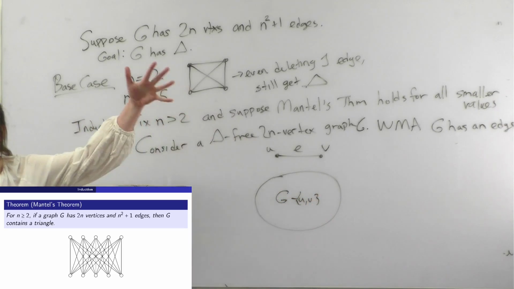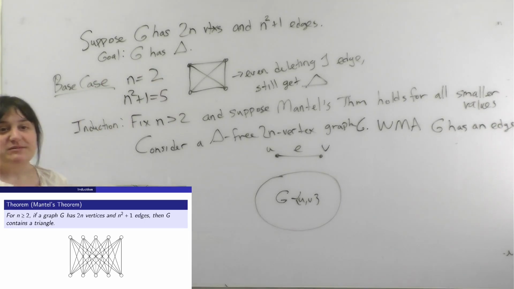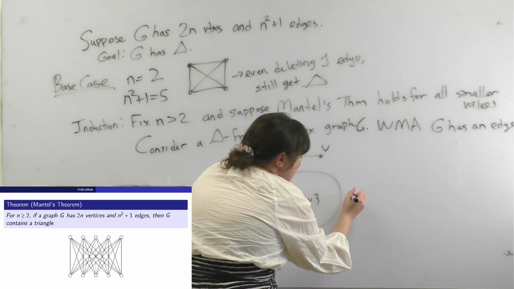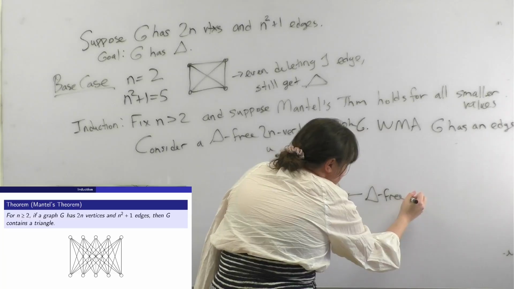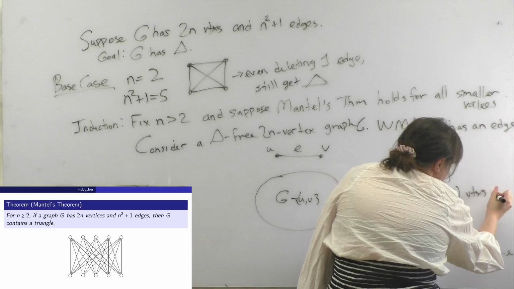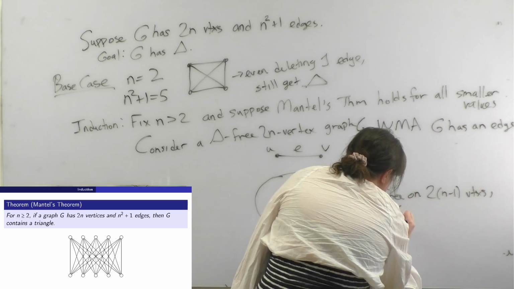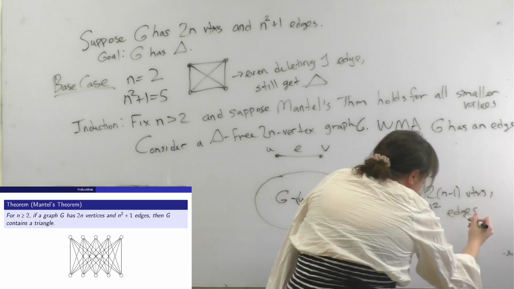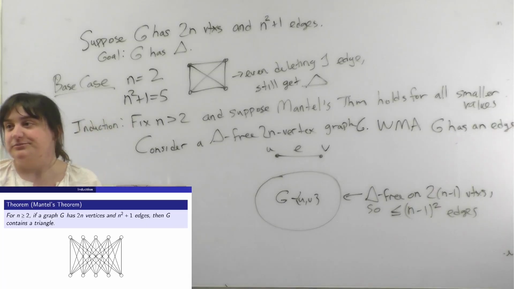I pull that edge and its vertices off. So I'm trying to use induction here. And let's think about why induction might be good. If there's no triangles anywhere in G, are there any triangles in this guy? No. So this is triangle free on 2 times n minus 1 vertices. So it has less than or equal to n minus 1 squared edges in this part by induction.